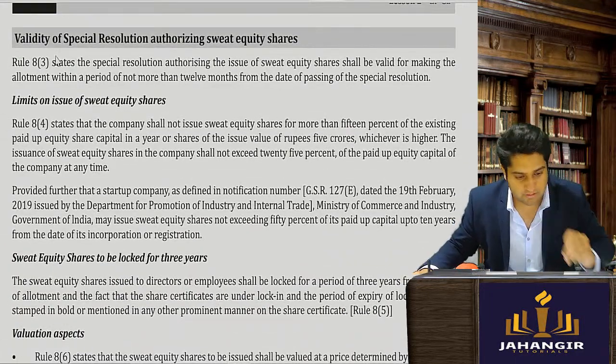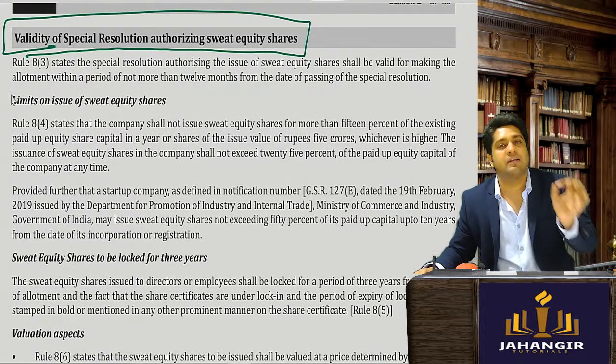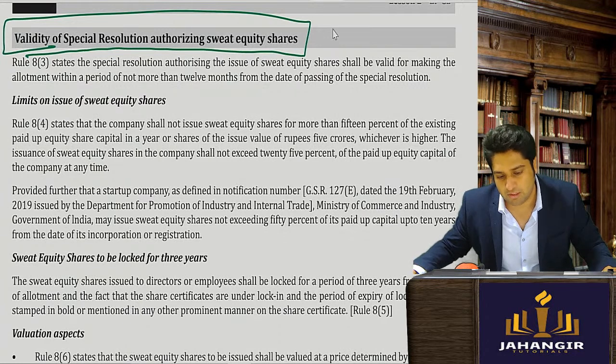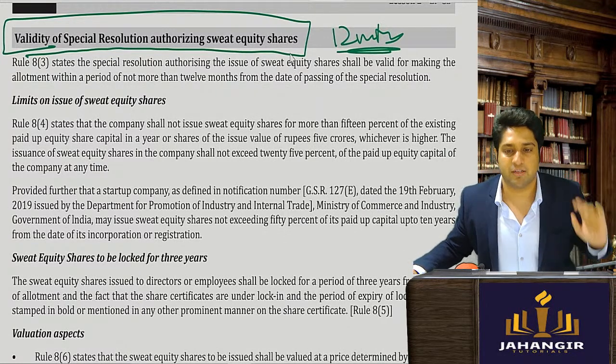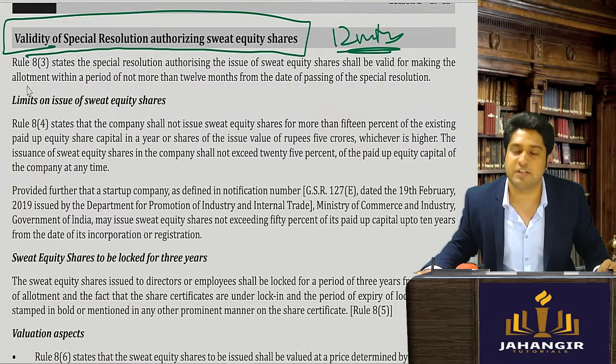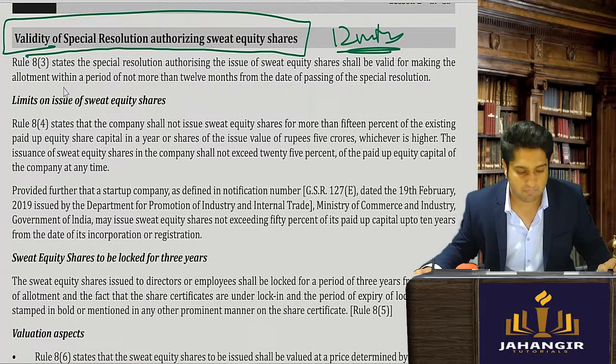Then comes validity of special resolutions authorizing sweat equity. Now again, we had done 12 months, that within 12 months of the resolution, it should be allotted. If it is not made within 12 months, then a fresh resolution will have to be passed.